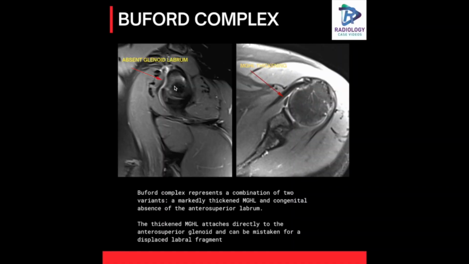Buford Complex is a congenital glenoid labrum variant where the anterior superior glenoid labrum is absent, that is from 1 to 3 o'clock position, along with thickened MGHL, that is middle glenohumeral ligament, and the thickened middle glenohumeral ligament attaches directly to the anterior superior glenoid, and this can mimic a displaced labral fragment. The clinical importance of this condition is it should not be mistaken for superior labral tear, and unnecessary surgeries should be avoided. This complex can predispose to SLAP lesion.